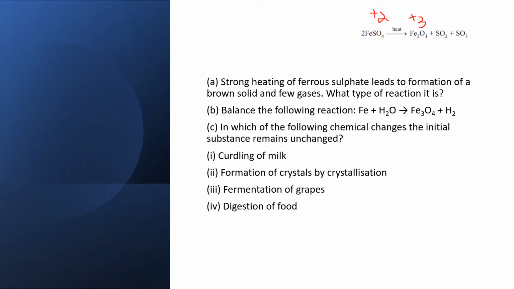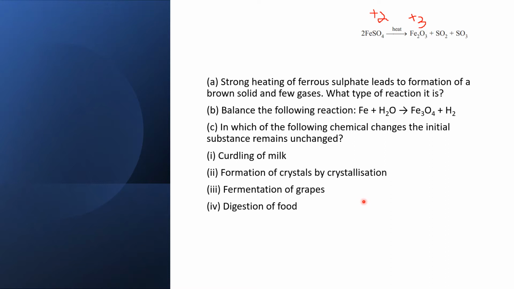Okay. The next question is, in which of the following chemical changes does the initial substance remain unchanged? Initial substance remains unchanged means it is a physical change, right? So the options are curdling of milk, formation of crystals by crystallization, fermentation of grapes, digestion of food.